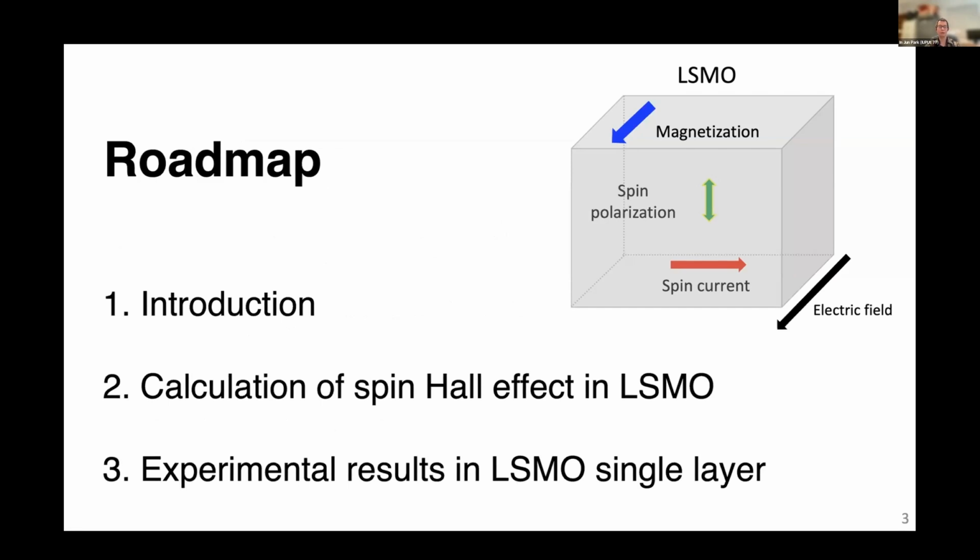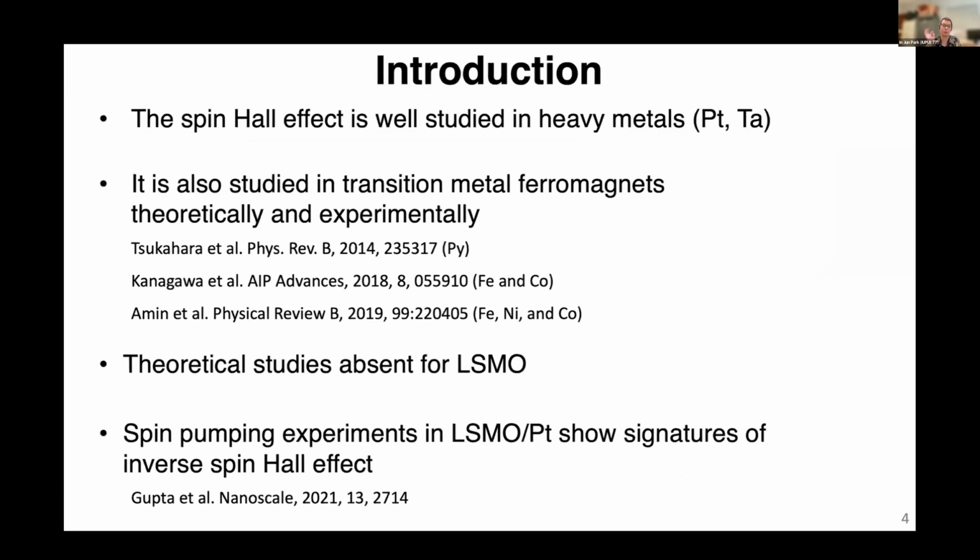So I will talk about our motivation first, and then we'll move on to calculation of spin-Hall effect in LSMO. And finally, I will compare our results with experimental results. The spin-Hall effect is well studied in heavy metals like platinum or tantalum, and it is also well studied in transition metal ferromagnets theoretically and experimentally. However, there are no theoretical studies for LSMO, and our collaborators show that in LSMO platinum bilayer, they show signatures of inverse spin Hall effect, which is reported in this paper.